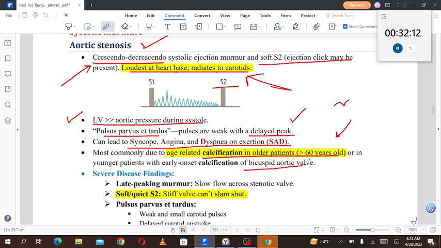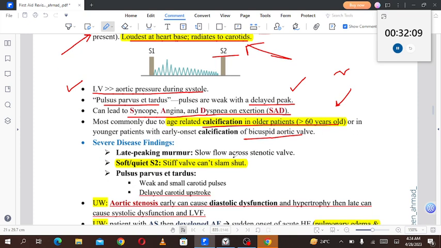So severe disease findings: late peaking murmur, slow flow across the aortic stenotic valve. When the flow is slow, the peak will be close to the S2. The peak will come over here, so it will peak like that and then come down. So the slow peaking murmur is because of slow flow across the stenotic valve. Soft or quiet S2. S2 may be attenuated. Stiff valve cannot slam shut. Why will the S2 be soft? Because the S2 heart sound is heard due to the shutting of the aortic valve, and if the aortic valve cannot slam shut, resultantly the softening or quietening of the S2 heart sound is seen.